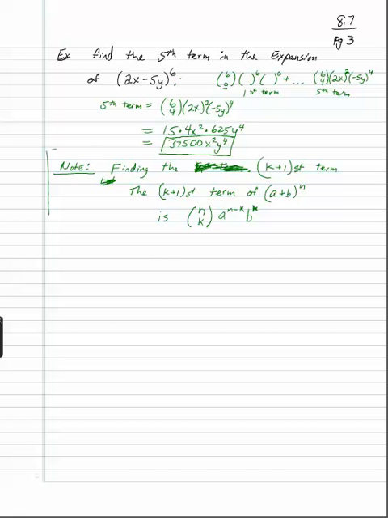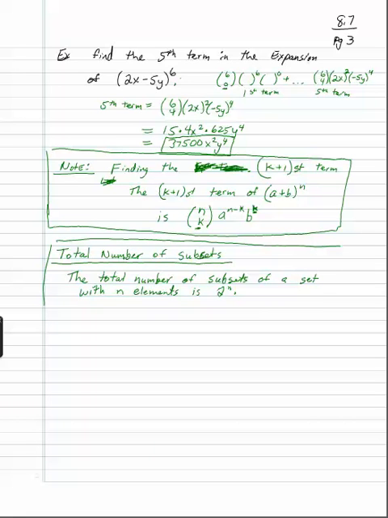Okay, so here's the formula I just used. I showed you how to reason through it, but basically that's the idea. So the k plus first term of a plus b to the n is n choose k, a to the n minus k, b to the k. So just note that k. Remember, k is 1 less than the term you're going for. So if you want the 5th term, k is 4.